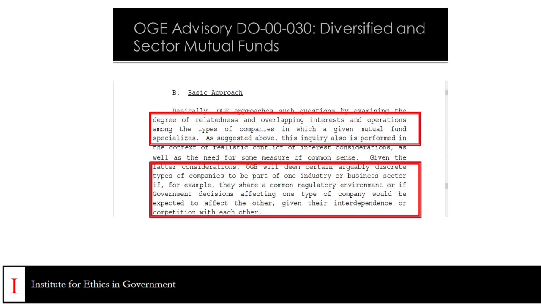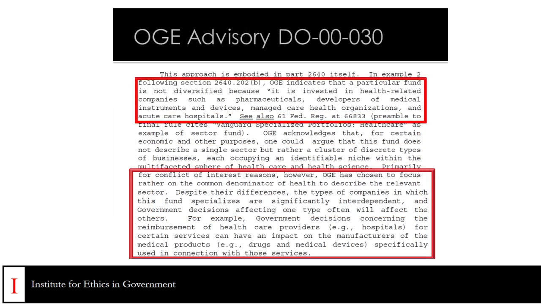So we're looking for the types of companies to be part of one industry or business sector. And one of the things we look to find out if this is true is if they share a common regulatory environment, or if government decisions affecting one type of company would be expected to affect the other, given their independence, interdependence, or competition with each other. So here it seems that that's probably the case with this fund. And indeed, we have some particular guidance later on in this advisory dealing with healthcare sector funds. And it seems that if we take a close look at this guidance, we will find we're probably dealing with a sector fund. So we're going to want to go to that fourth step in our process, which is to ask our filer, what is the value of this holding, so that we can determine whether or not that holding qualifies for one of the de minimis exemptions at 5 CFR 2640.